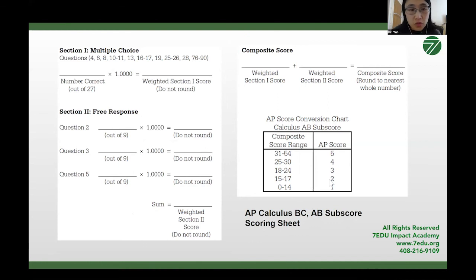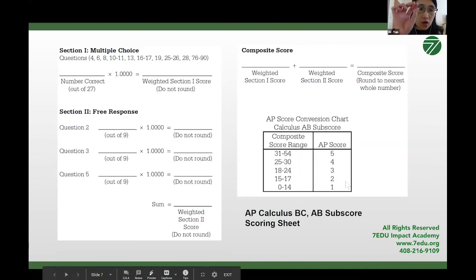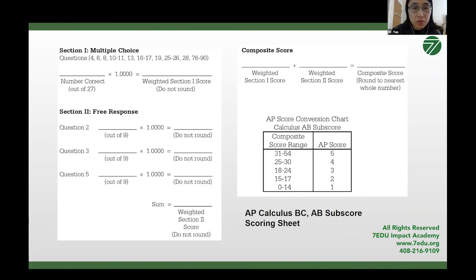And for the AB subscore, basically, College Board will take all the problems that overlap with the AB topics, and then calculate your AB score based on those questions only. Okay, so we have seen students who received a 5 in the AB subscore and a 4 in the BC score. That could happen. All right, so that's about score conversion.